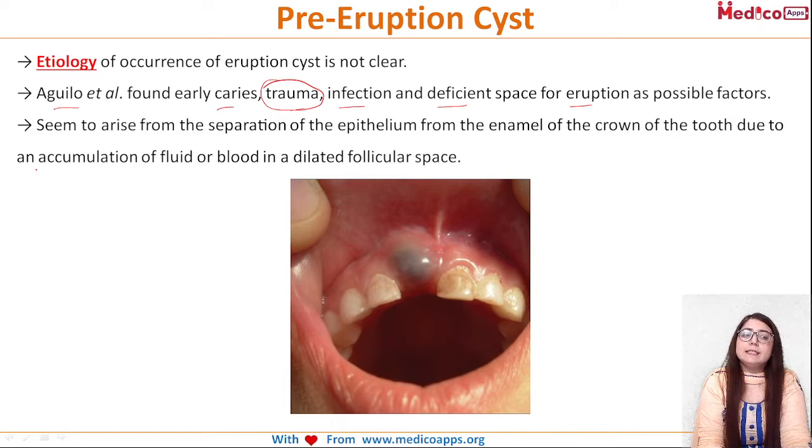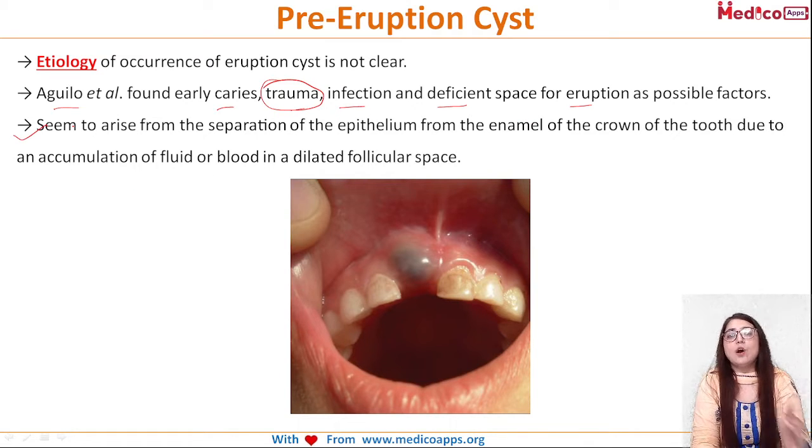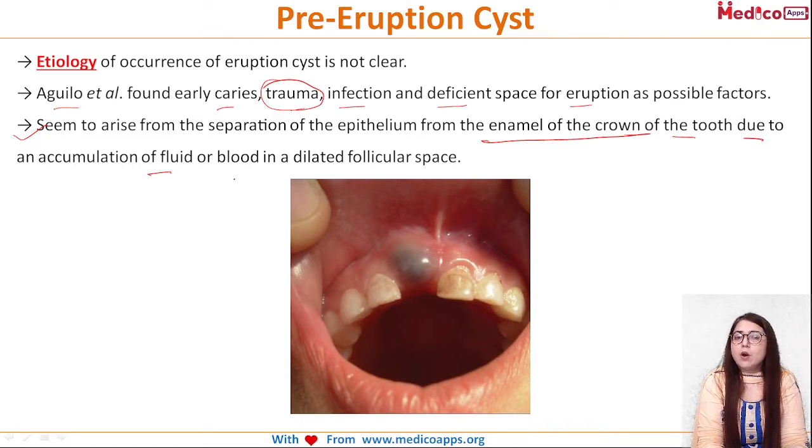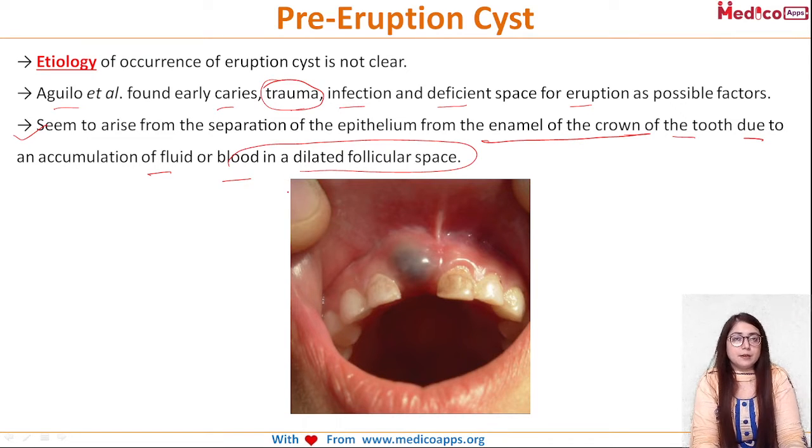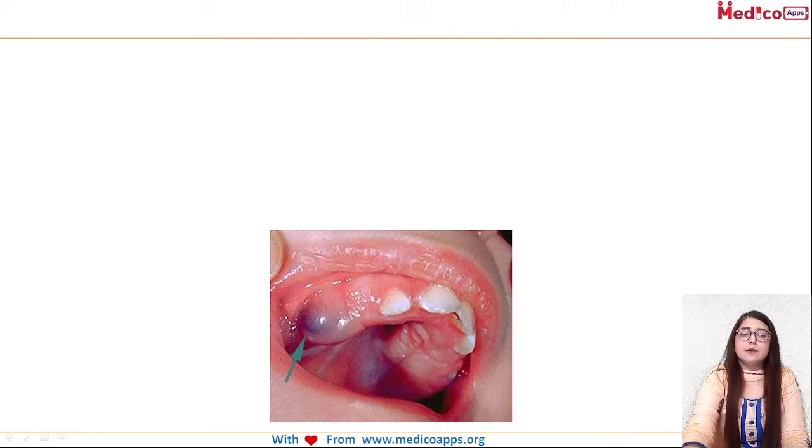Now this seems to arise from the separation of the epithelium from the enamel of the crown of the tooth. That's why we say that it is identical to the dentigerous cyst. It is due to the accumulation of fluid or blood in the dilated follicular space. If blood accumulates in the follicular space, eventually it will give rise to this bluish purple hematoma kind of appearance, right?